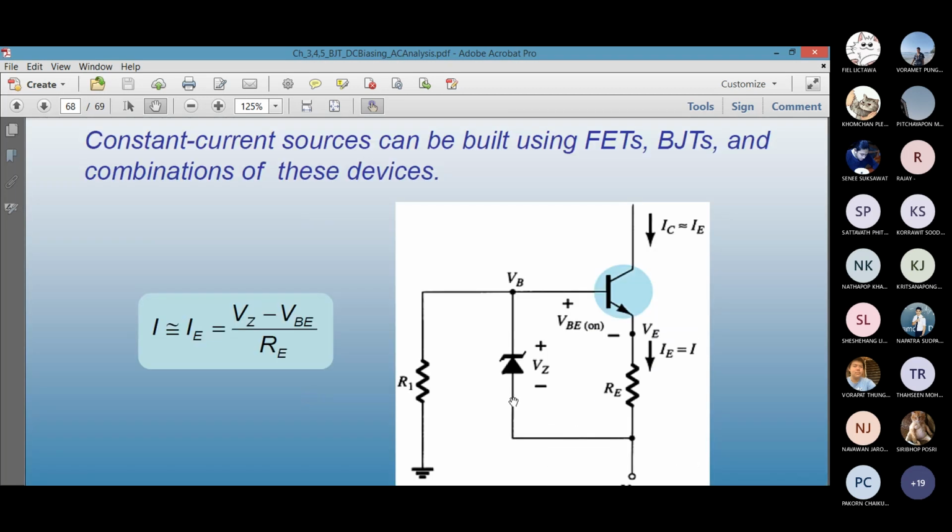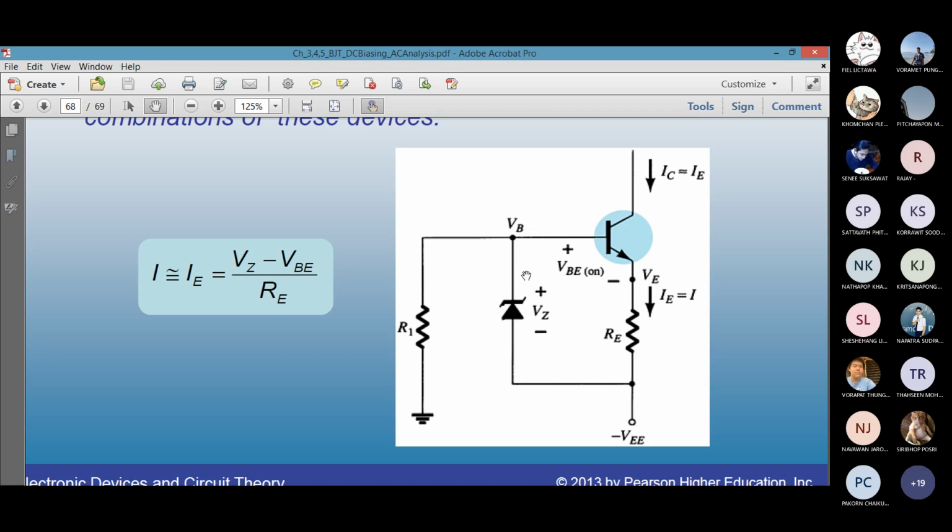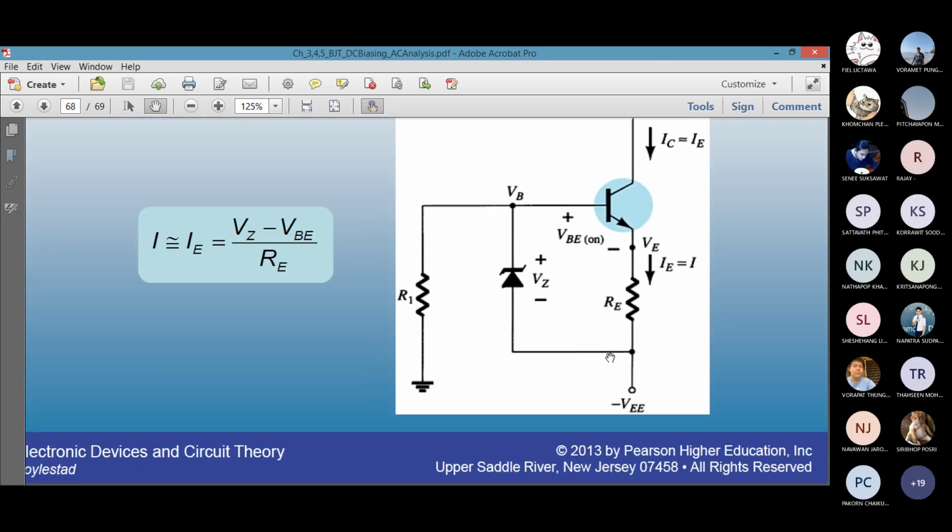Current source circuit, if you connect a Zener diode, which is voltage regulator, in this fashion, there's a fixed current flowing through the loop. By that, you can provide a fixed current to the rest of your circuit. It is simply VZ minus VBE divided by RE. That's the IE, and IE equals IC approximately. VBE is fixed, 0.7. VZ is fixed for a fixed model. RE is fixed, so your current is fixed.